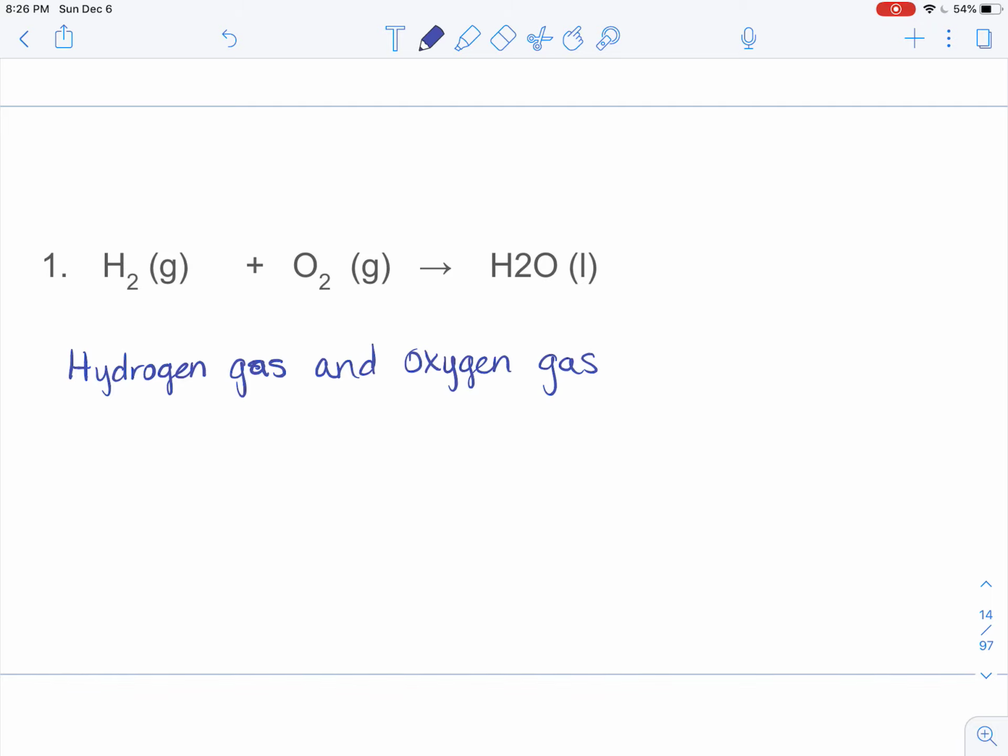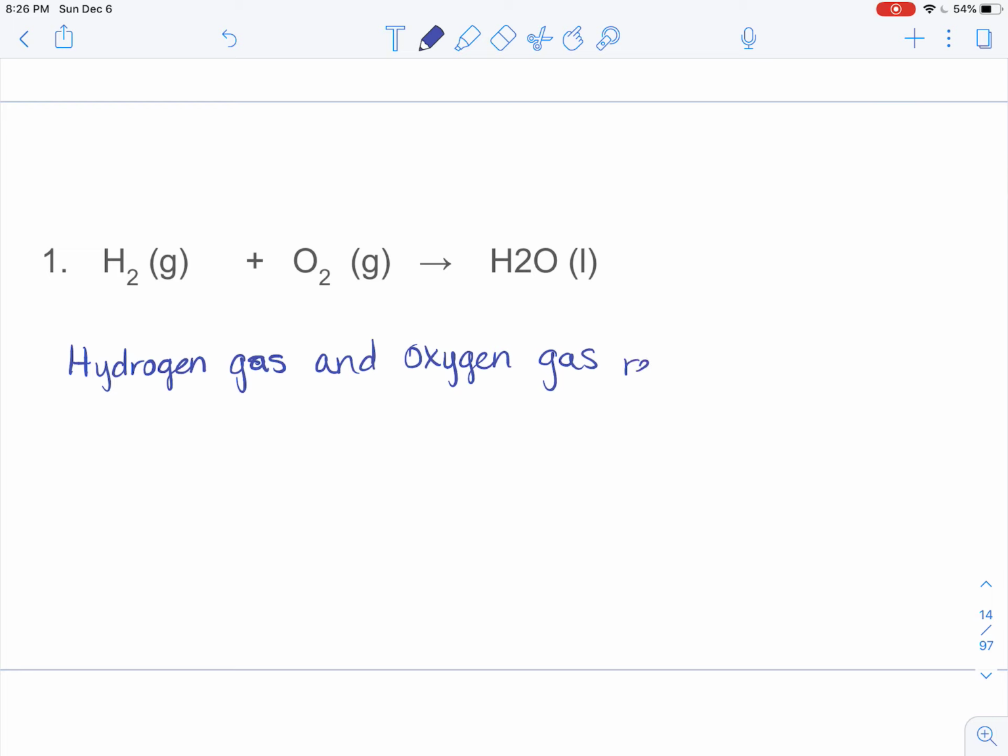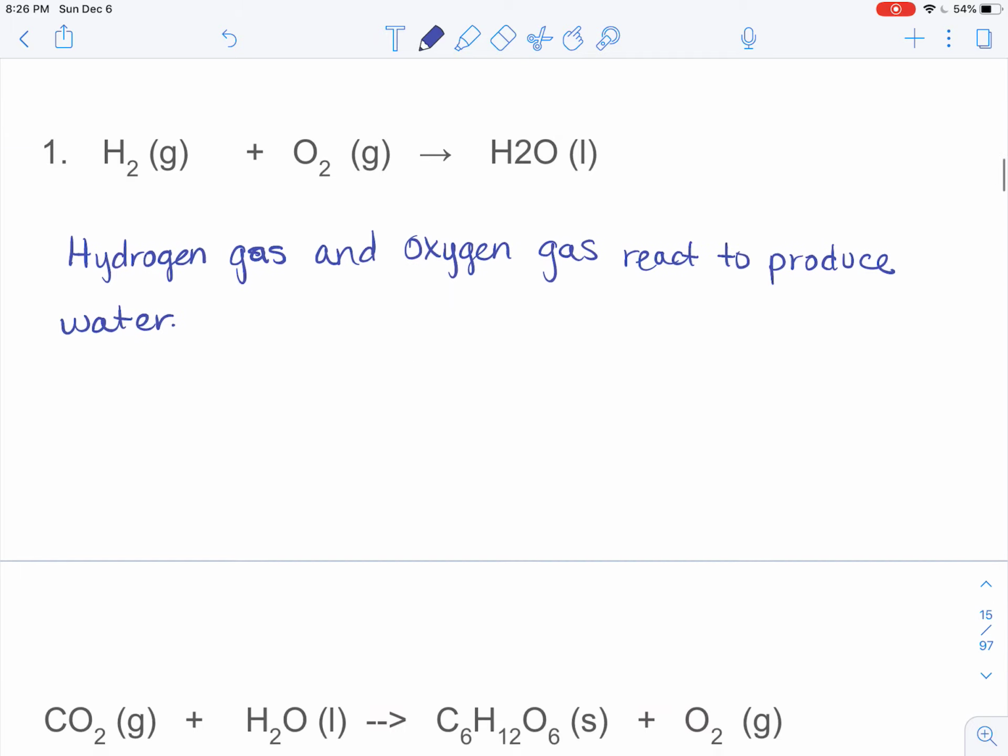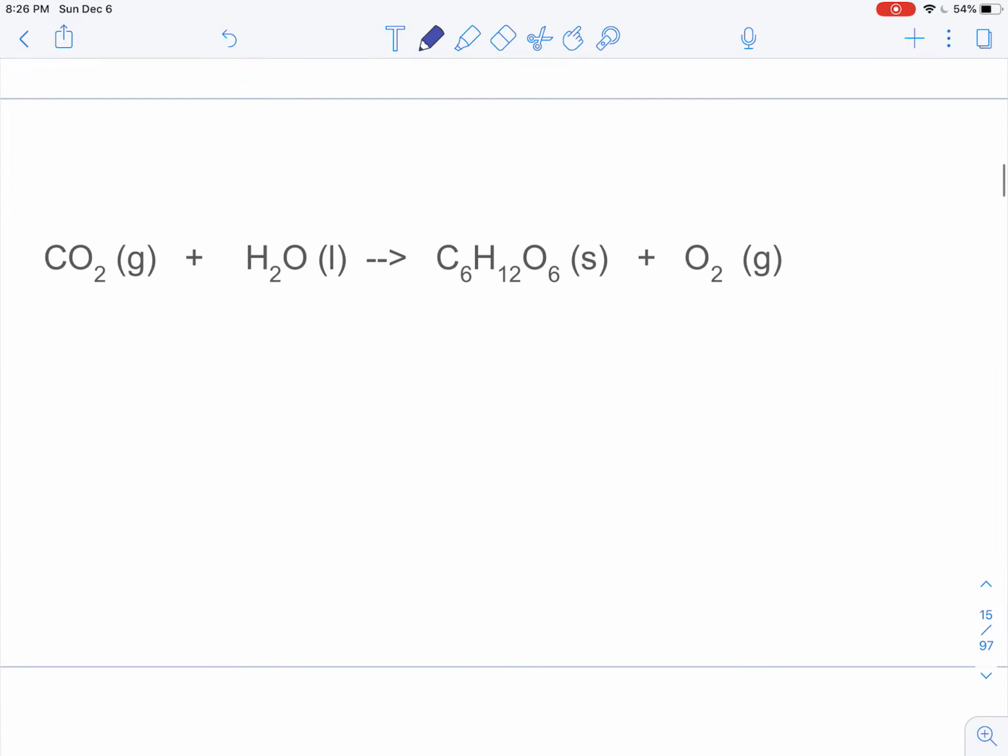So hydrogen gas and oxygen gas react to produce, again, put what sounds best, water. And you could put liquid water. You could put dihydrogen monoxide if you wanted, but water's fine. So that's it. Done. Let's try this one.